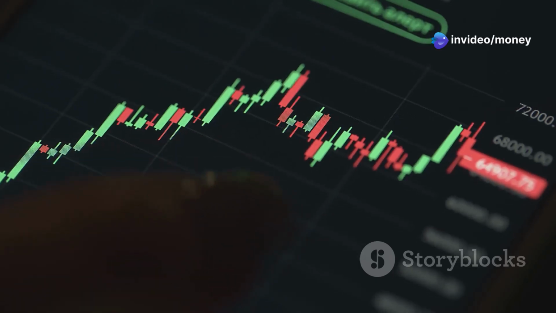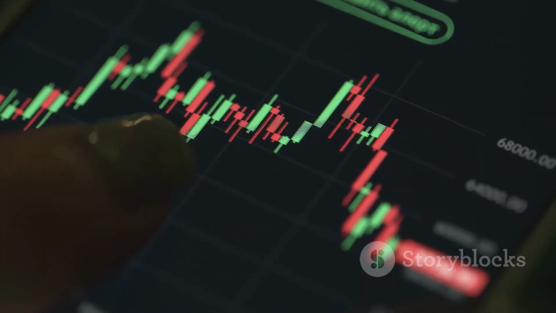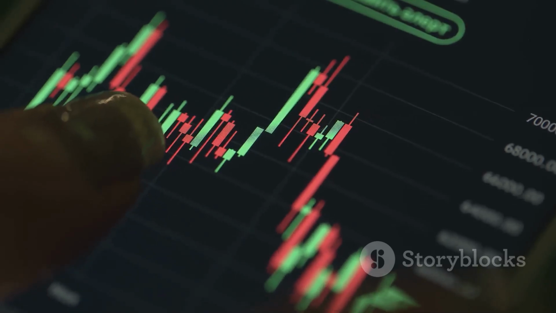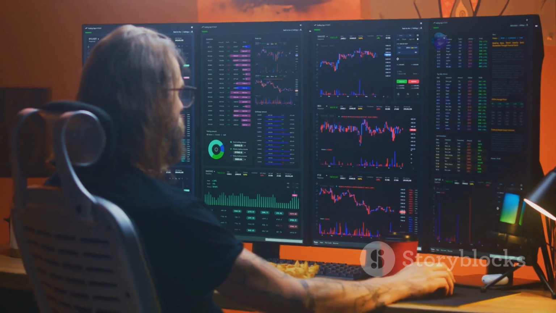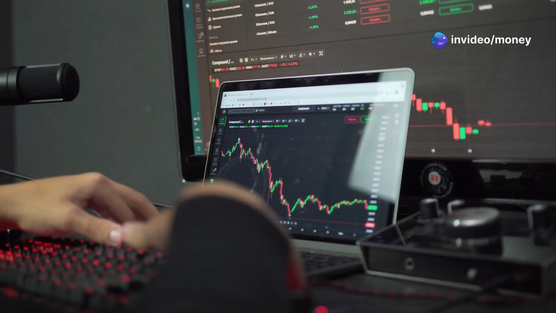There are three main types of moving averages: SMA, EMA, and WMA. Each one calculates the average a little differently. This leads to different insights. Let's break down each type and see what makes them special.